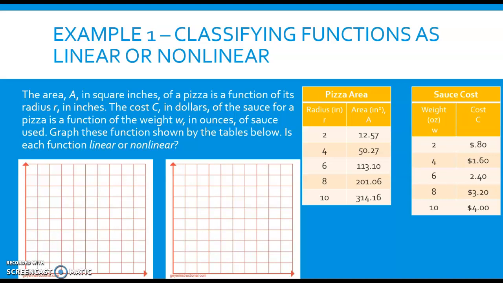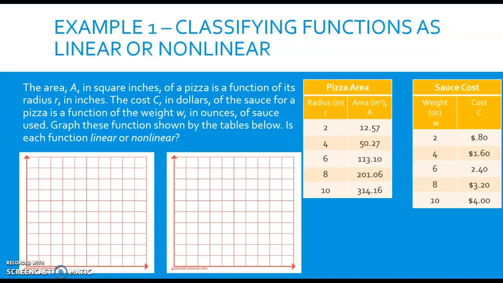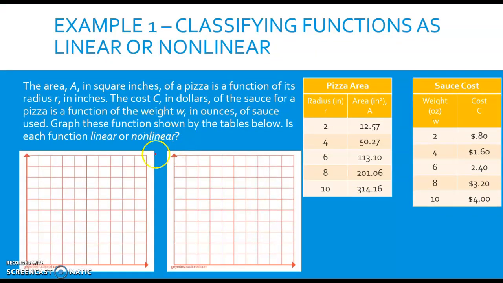So, all right. Example 1, classifying functions as linear or nonlinear. We're given two tables. One is the table telling us the function between our pizza area and its radius, and the other one is the weight of sauce versus the cost of the sauce. As I graph these, I'm going to graph them to show whether it's linear or nonlinear. I'm going to move my window just a little bit so we can see a little bit more. So I'm going to graph my area first.